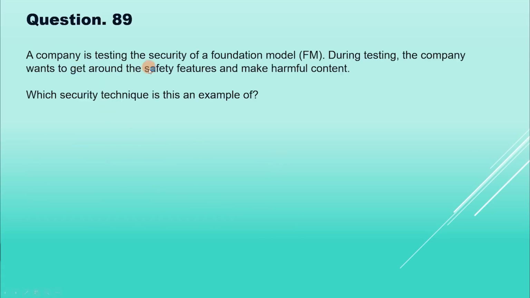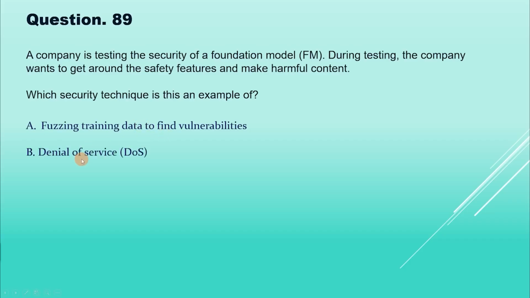And now question number 89. A company is testing the security of a foundation model. During testing, the company wants to get around the safety features and make harmful content. Which security technique is this an example of? Option A, fuzzing training data to find vulnerabilities. Option B, denial of service. Option C, penetration testing with authorization. Option D, jailbreak.